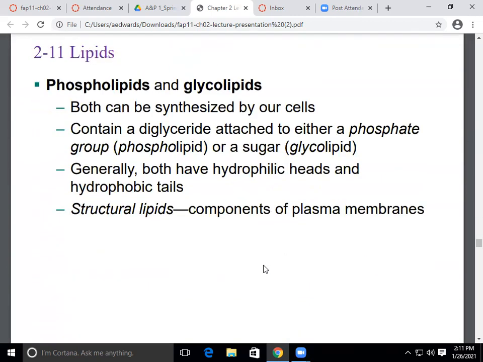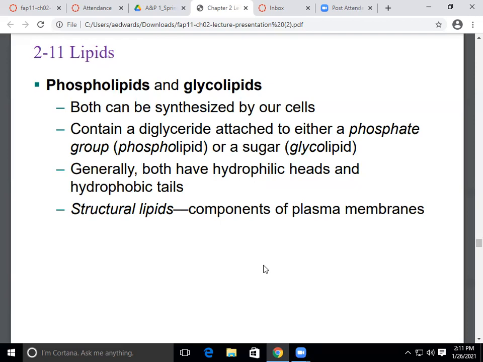So lipids. These are phospholipids and glycolipids. All right, so then this is another category. We've gone over the eicosanoids, the steroids, fatty acids. Now we're at phospholipids and glycolipids. And these you actually can make in your cells, okay? They're going to be composed of a diglyceride. So a diglyceride means it has how many fatty acids attached to the glyceride? All right, very good.